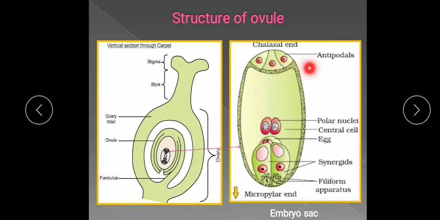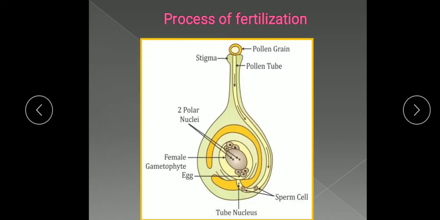These are known as the antipodal cells, and one central cell containing the 2 polar nuclei, because these polar nuclei fuse and form the secondary nucleus. So there are 7 cells: 3 antipodal cells, these 2 synergids, and 1 egg cell, that is 6 cells, and these are the polar nuclei, they fuse and form the secondary nucleus, or the central cell. So 7 cells are present. So this is the structure of the female gametophyte. Now we'll see the process of fertilization.